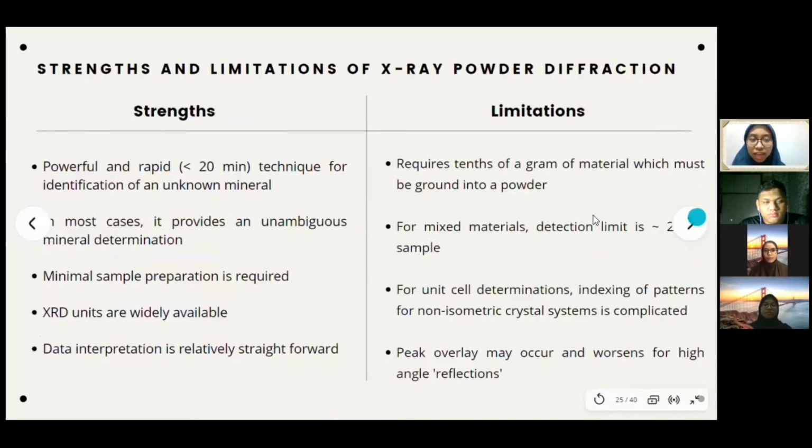Okay, there are strengths and limitations of X-ray powder diffraction. The strength is that it is powerful and rapid, less than a 20-minute technique for identification of an unknown mineral. Minimal sample preparation is required and data interpretation is relatively straightforward. The limitations: it requires tens of a gram of material which must be ground into a powder, and peak overlap may occur for high angle reflections.